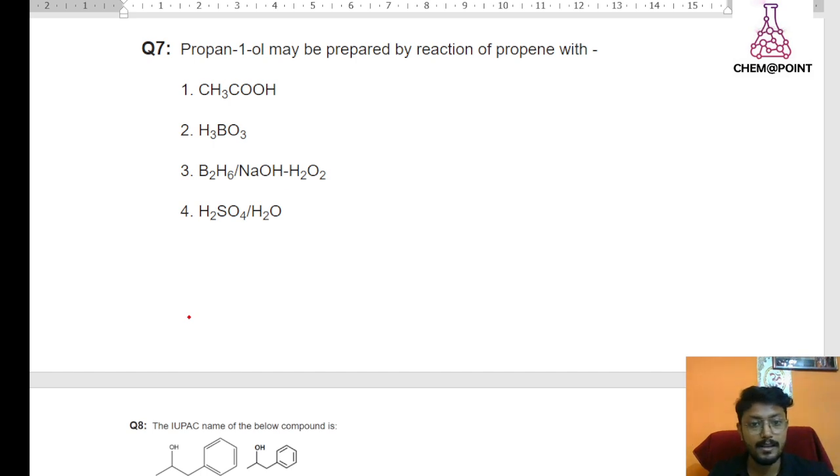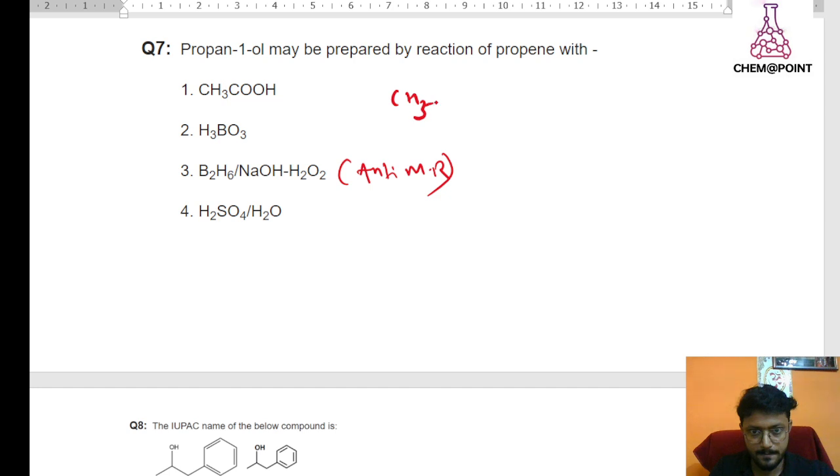Propan-1-ol may be prepared by a reaction of propene with which reagent? Four options are there. One is acetic acid, then H3PO3, no, then B2H6 with NaOH and H2O2. This is hydroboration-oxidation, right? In this process, it follows the anti-Markovnikov rule. Am I right? Anti-Markovnikov rule.